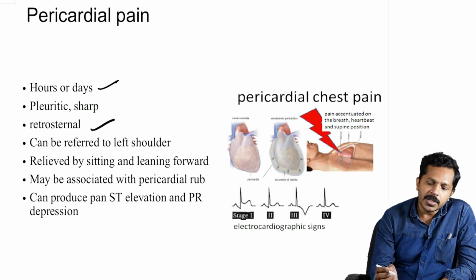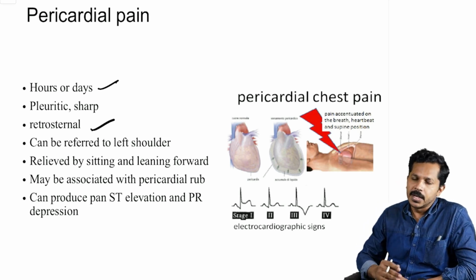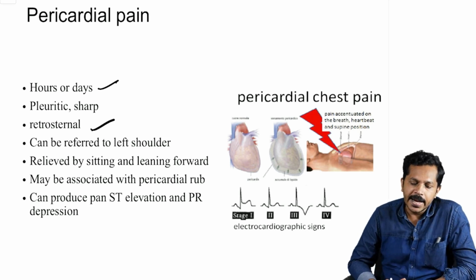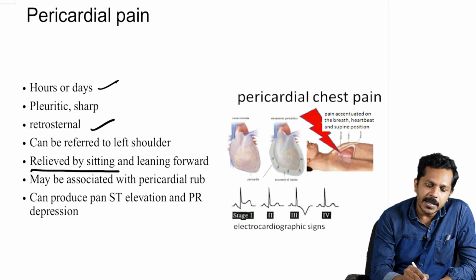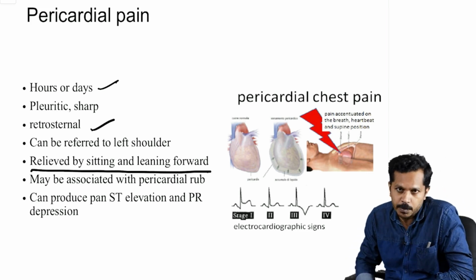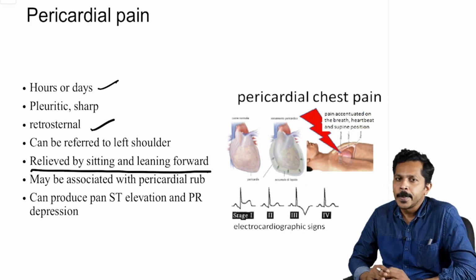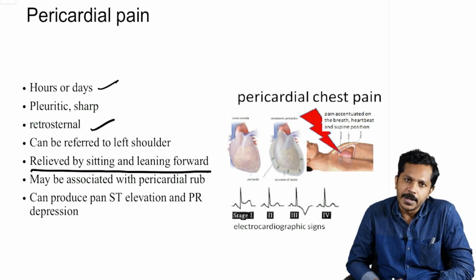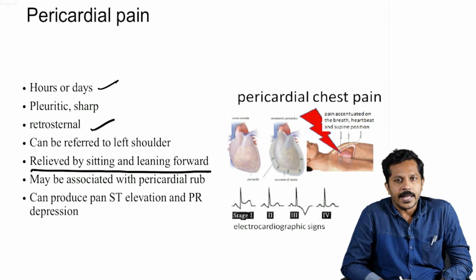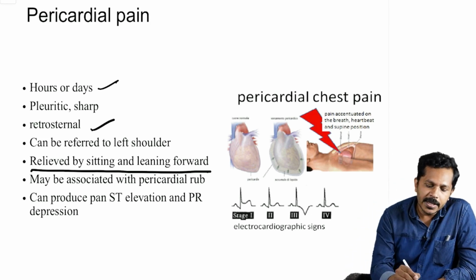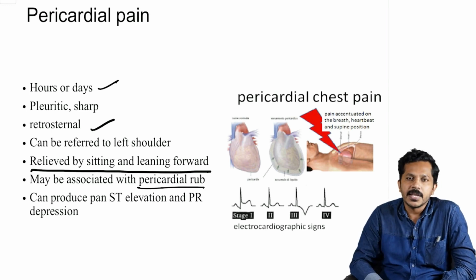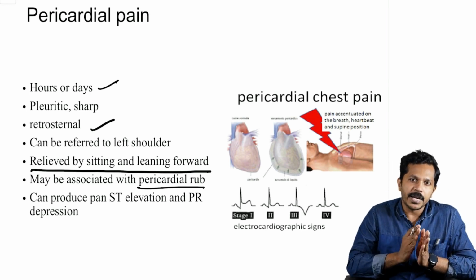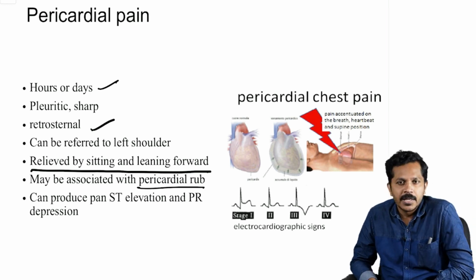Also, the pain is retrosternal. It can be referred to the left shoulder because of diaphragmatic irritation and the common nerve supply towards the shoulder. The characteristic feature of pericardial pain is that it is relieved by sitting and leaning forward. This is an important history. If the pain changes with posture, like the patient sitting and leaning forward and the pain getting relieved, that is a characteristic feature of pericardial pain. This is totally not present in angina due to myocardial infarction. On examination, you may get a pericardial rub. It is a particular sound heard due to inflammation of the pericardium, with the inflamed pericardium rubbing against each other, producing a rub that may be auscultable.